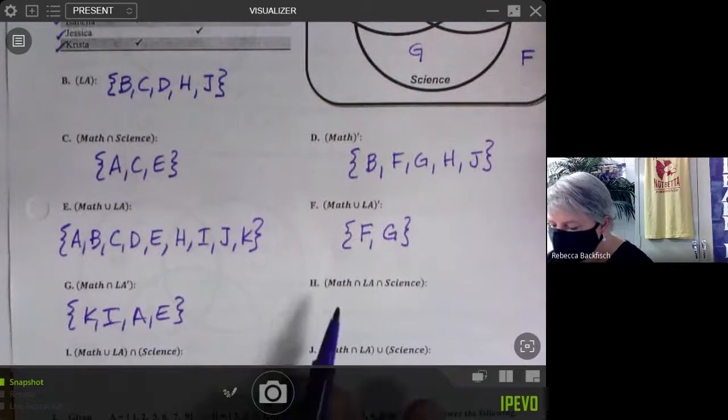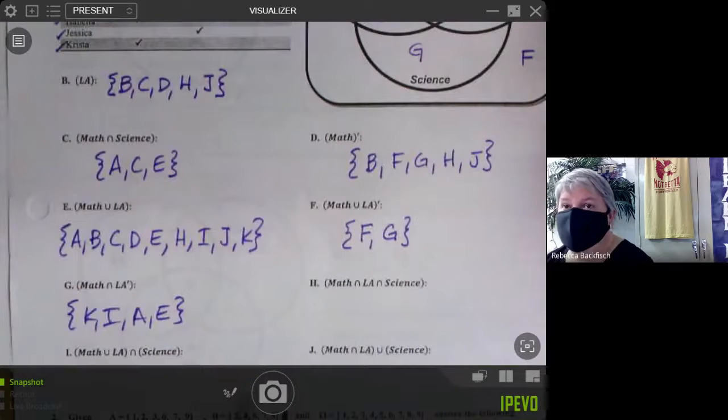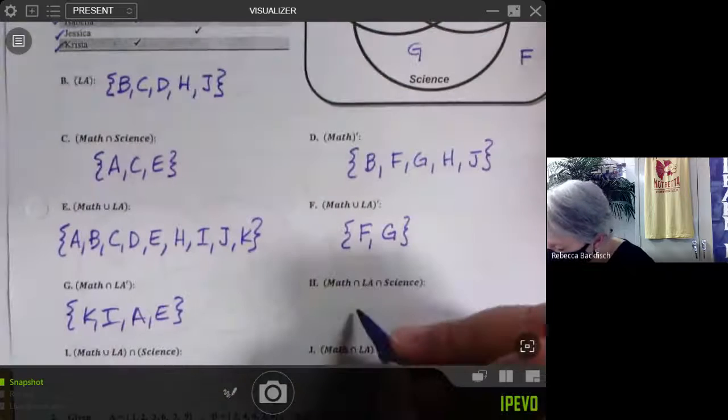Now, letter H is asking about the intersection of all three groups. So that's who? Yep, Chris, just the C.